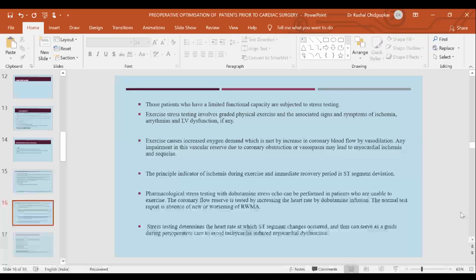So when do you say that the test is positive? We basically desire to achieve 85% of the target heart rate of the patient, sir. If the 85% of target heart rate is not achieved, and before that the patient starts developing ST-T changes, then that indicates that the patient has tested positive for ischemia.